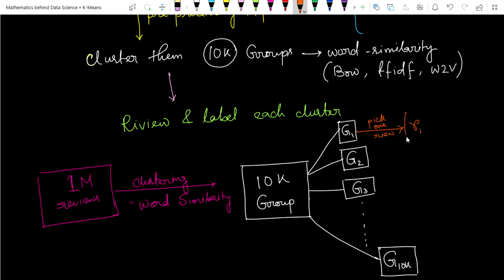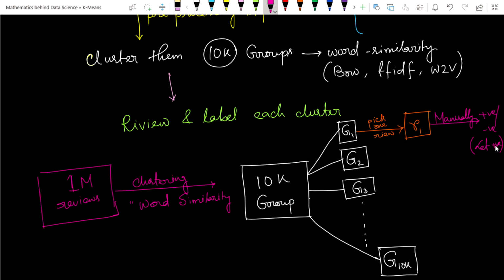After picking the review, we manually check whether it is a positive review or a negative review. We do this job manually. Suppose it is a positive review, the review that we picked from group 1.